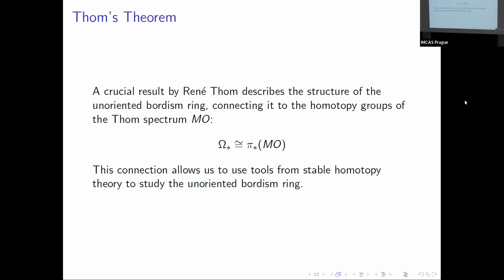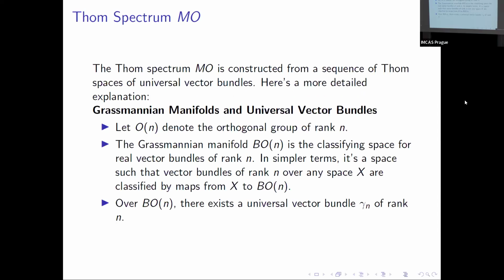Spectra in general are a generalization of spaces. We have topological spaces and the category of spaces, but spaces can be generalized to spectra. This is a complicated definition, but this category is even nicer than the category of spaces. So the definition of a spectrum is as follows. O(n) is the orthogonal group of rank n, and we consider the classifying space BO(n), the classifying space of rank n vector bundles.